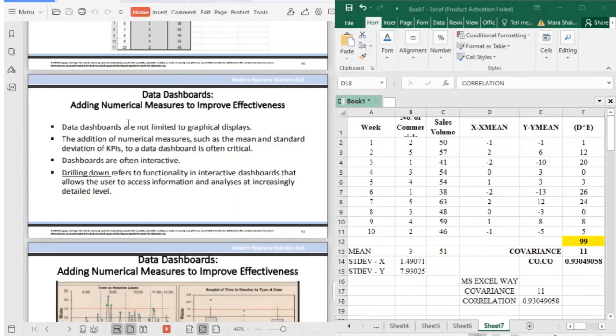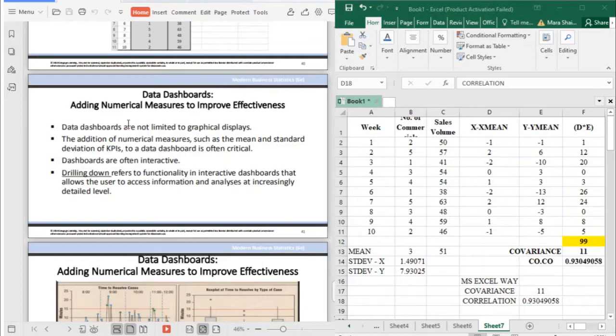Lastly, we have the data dashboards. So data dashboards are not limited to graphical display. Data dashboards were already introduced in the second chapter, wherein we talked about data visualizations. But when we were talking about graphs, graphs can be used in data visualizations. Now, data dashboards, again, as I mentioned, are not limited to graphs.